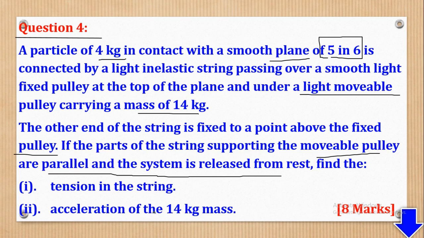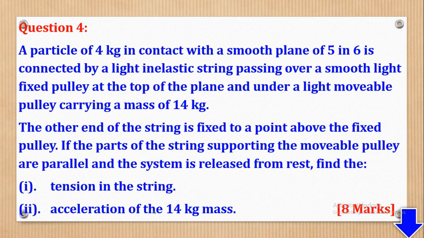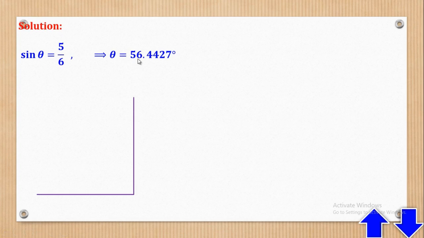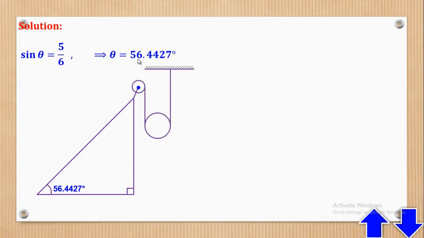So in this case they have not drawn for us a sketch, so the first thing to do is to read the question, understand it, and then make a sketch. We know that slope of 5 in 6 means sin theta is equal to 5 over 6. That therefore theta will be 56.4427 degrees. Therefore we shall come and make our sketch of the given information. So that is the given information.